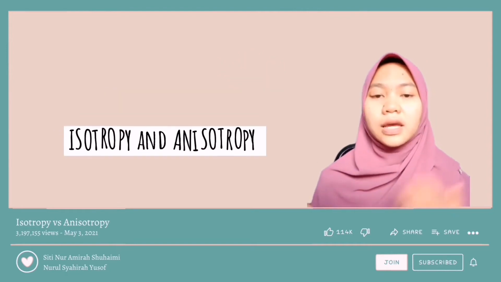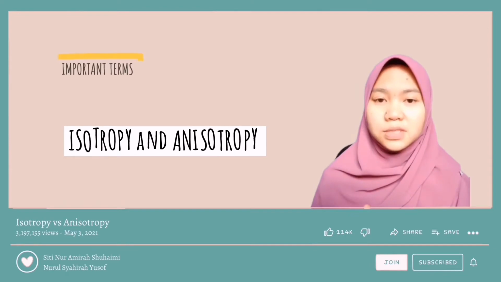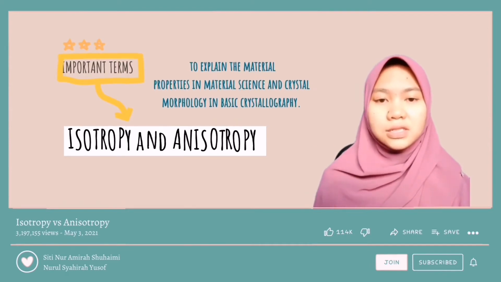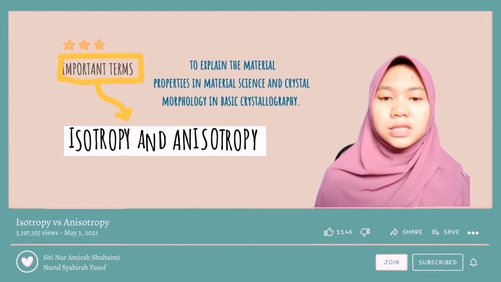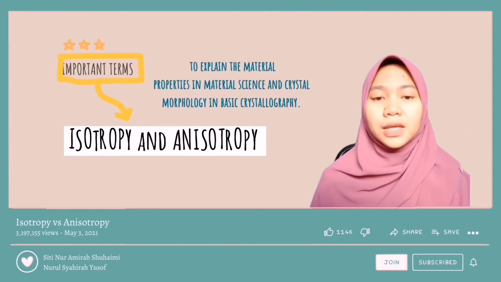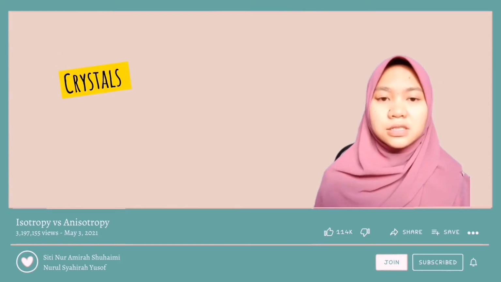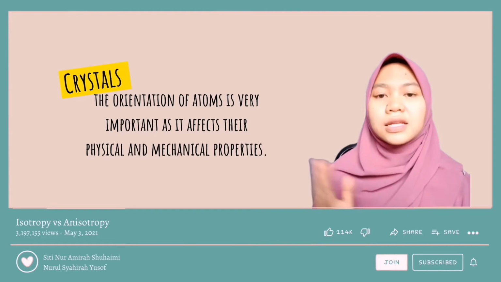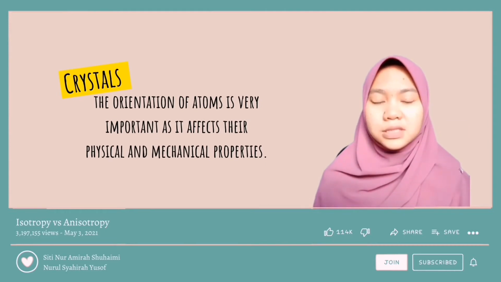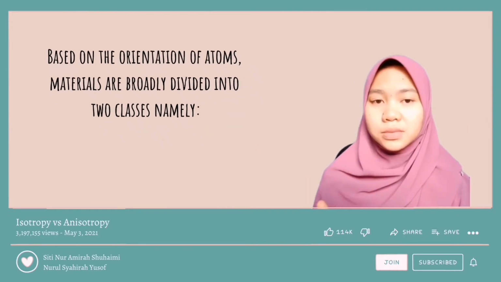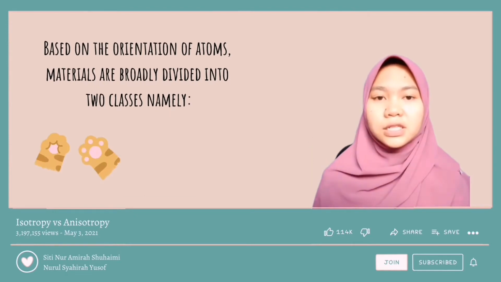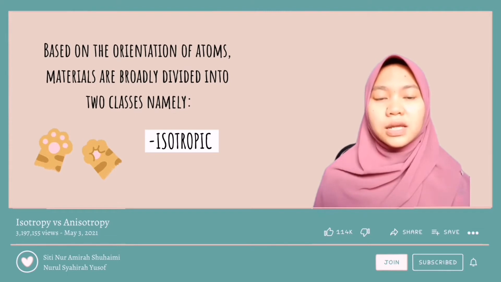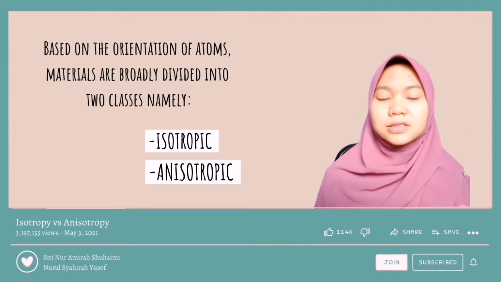Isotropic and anisotropic are two important terms that are widely used to explain material properties in material science and crystal morphology in basic crystallography. In certain materials like crystals, the orientation of atoms is very important as it affects their physical and mechanical properties. Based on the orientation of atoms, materials are broadly divided into two classes, namely isotropic materials and anisotropic materials.